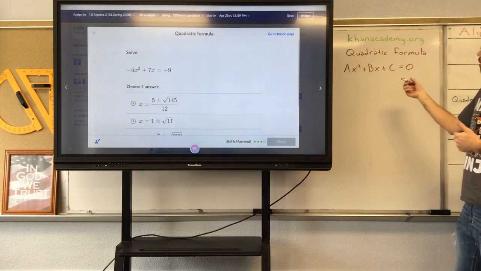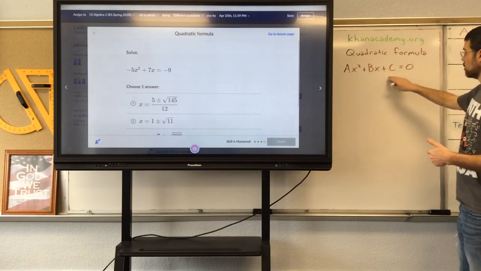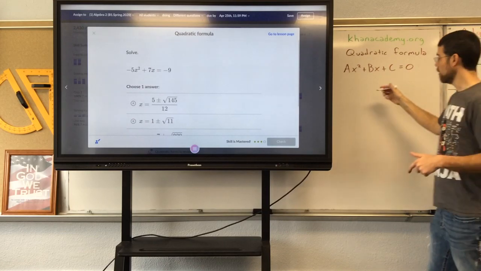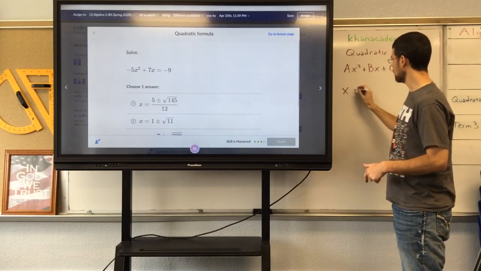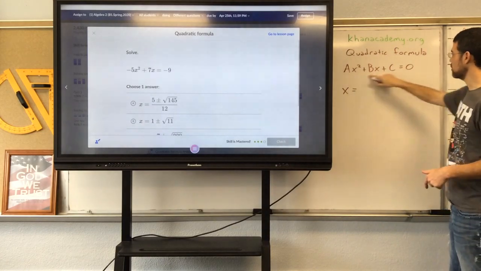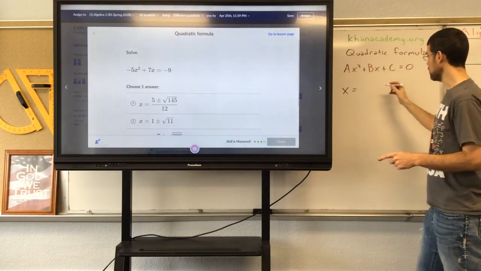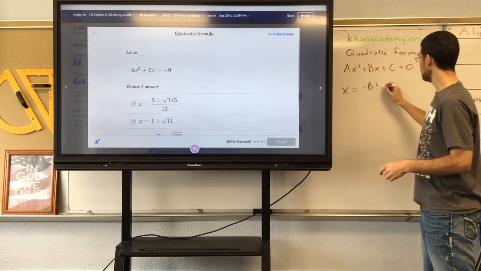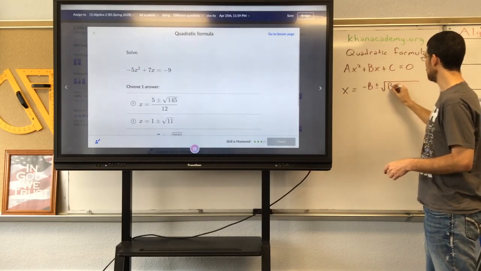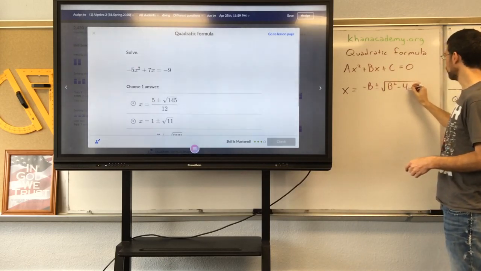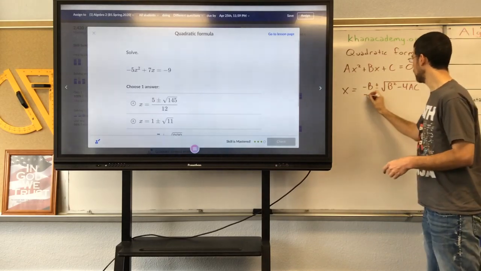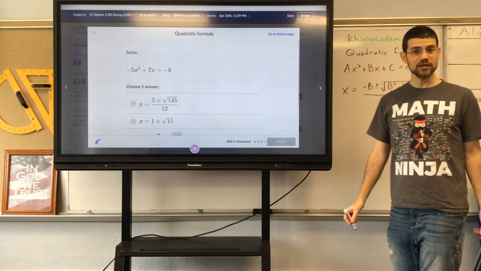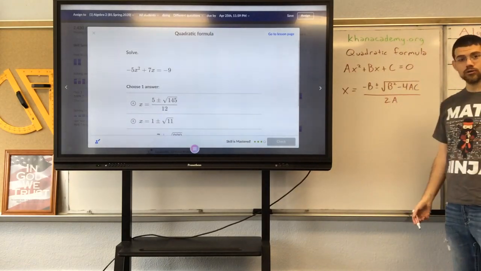And so the quadratic formula says if you have a quadratic function in this format, set equal to 0, then you can conclude that to make this expression equal 0, x will have to equal negative b plus or minus the square root of b squared minus 4ac, all over 2a. Now, it looks like a mess, but it's fairly simple to use.